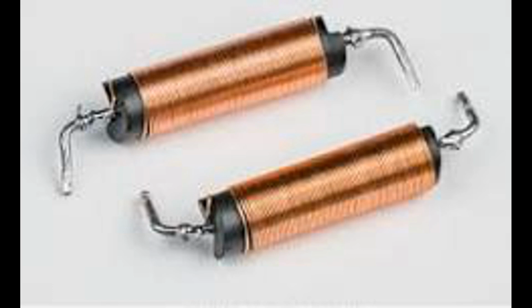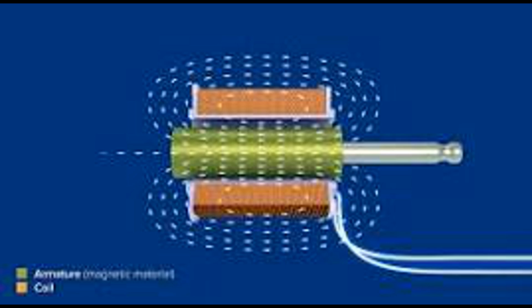1. Automotive industry. Starter motor: solenoids are used in car starter motors to engage the pinion gear with the engine's flywheel to start the engine. Fuel injectors: solenoids control the precise opening and closing of fuel injectors, ensuring efficient fuel delivery in internal combustion engines. Transmission systems.